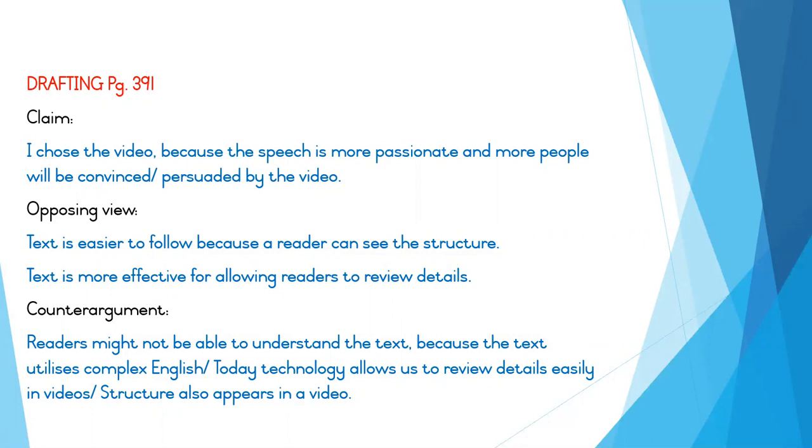Then we also needed to look, when writing an argumentative text, we need to understand that there will be people who will be against our decision. And those decisions we call the opposing view. So we need to come up with some sort of idea that our opposition could have against our point. And some of those points that would appear in the opposing view would be that the text is easier to follow because a reader can see the structure, or that the text is more effective for allowing readers to review details.